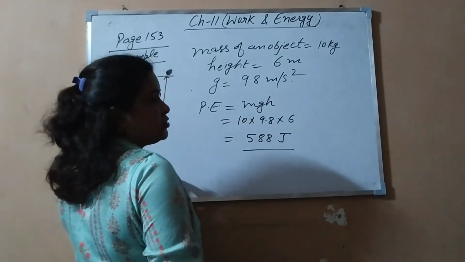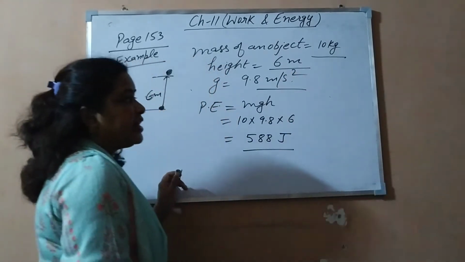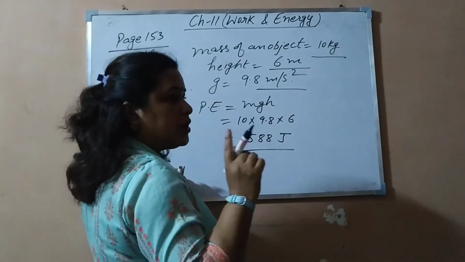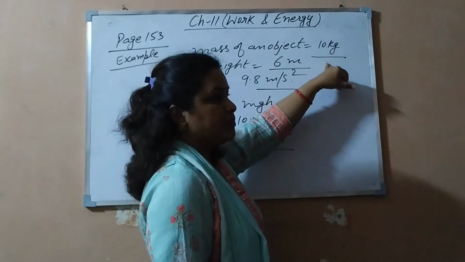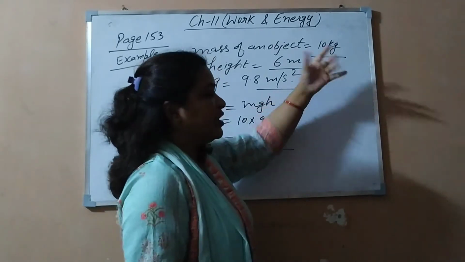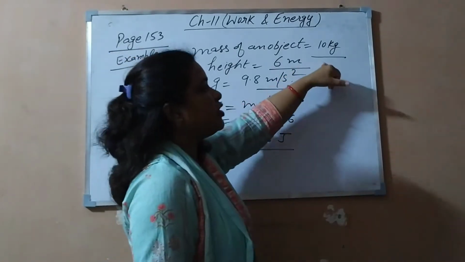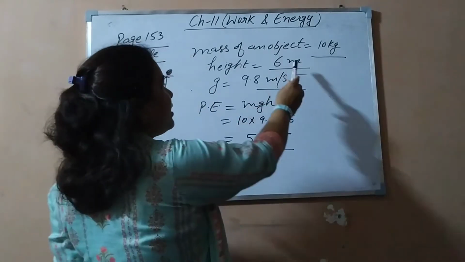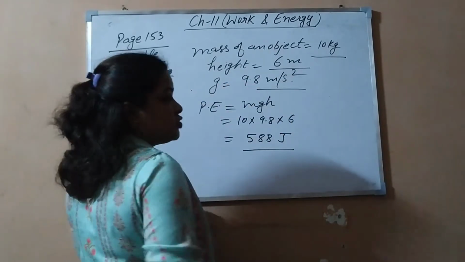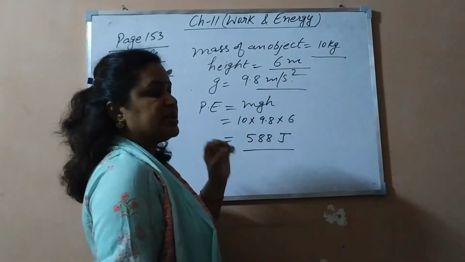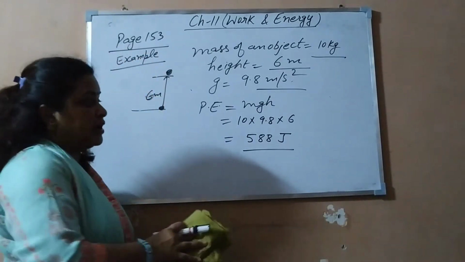Before substituting the values, you must check in all the numericals that they are given in SI system. If they are not given in SI system, then first you will convert the quantities into their SI system. Like if mass is given in gram, first you will convert it into kilogram. If it is directly given in kilogram, then there is no need to change into another unit, because kilogram is the SI unit of mass. Similarly, if height is given in kilometer or centimeter, first we will convert it into meter only, because SI unit of height or distance is meter. Then your numerical will definitely be correct in exam.